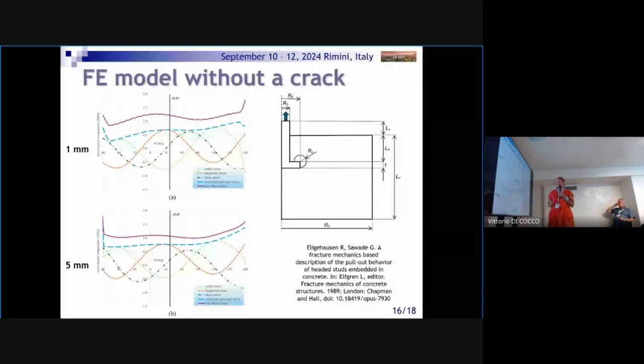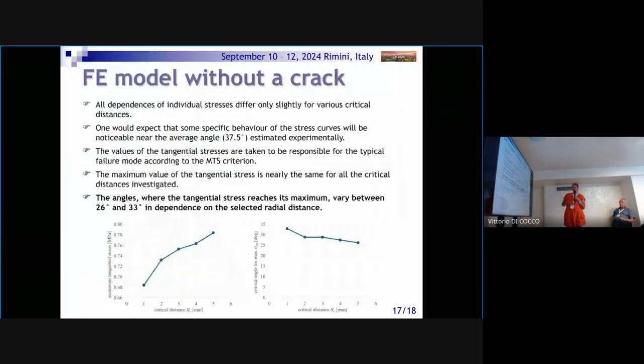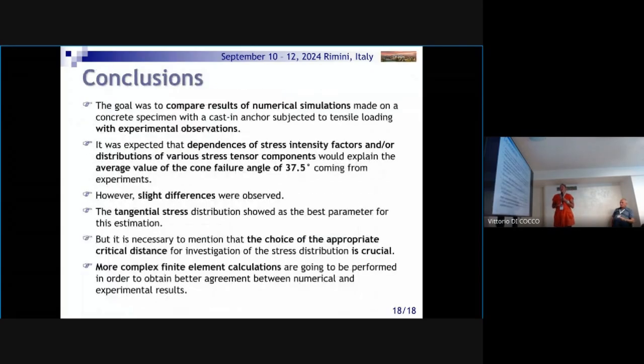When we showed this dependence of the critical angle for maximum tangential stress on the critical distance, we can see that the angles are about 30 degrees, which is quite close to experimental results. Of course, we will do more complex analysis to obtain much better results. Sorry, and thank you for your attention.